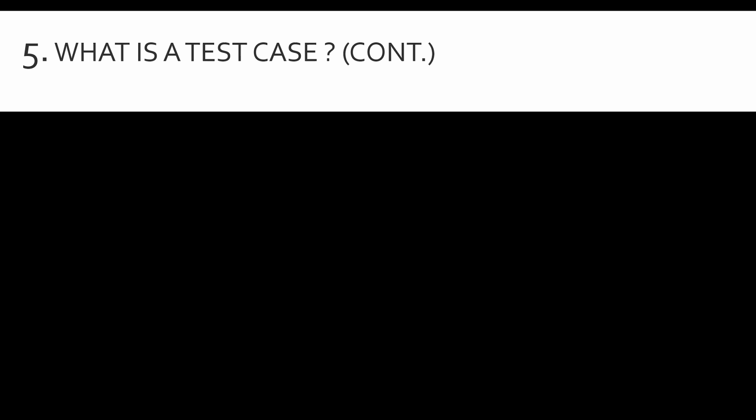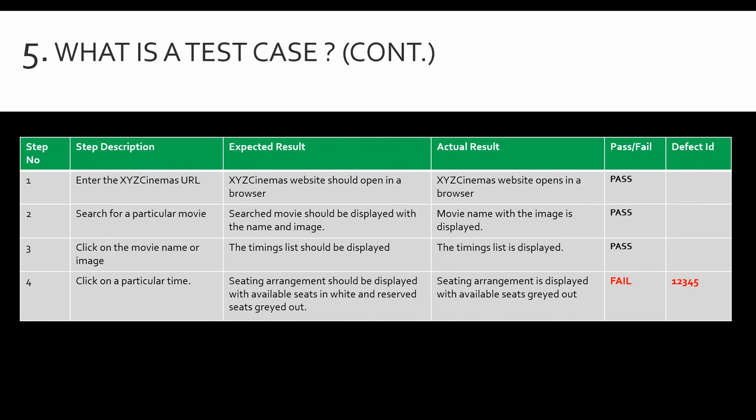Previous slide, if a question is asked, what happens in the execution? You can use this explanation as a reference. Let's say a business user is executing this particular test case as part of the UAT. The actual result, pass, fail, and defect ID, the last three columns, should be updated as part of the execution.